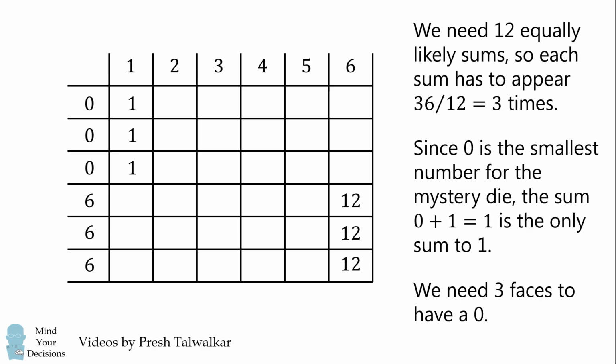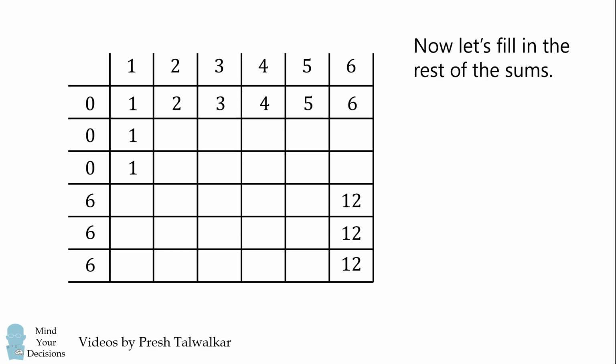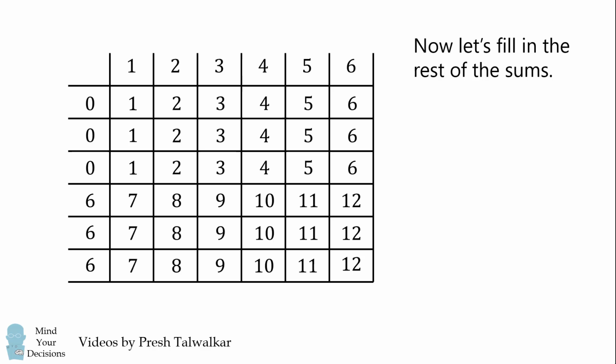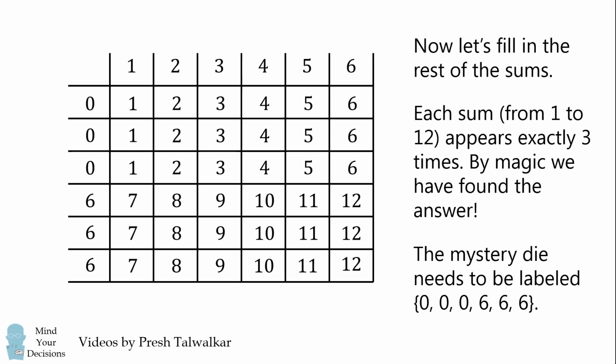So now we've actually labeled all 6 faces. Do we have a solution? Let's fill in the rest of the sums. The first row goes from 1 to 6, and the next 2 rows will be the same. Then this row will go from 7 to 12, and the next 2 rows will be the same. And look at this table carefully. Each sum from 1 to 12 appears exactly 3 times, and by magic we have found the answer. The mystery die needs to be labeled with 3 faces of 0 and 3 faces of 6.